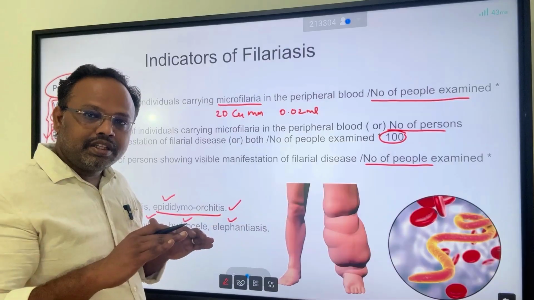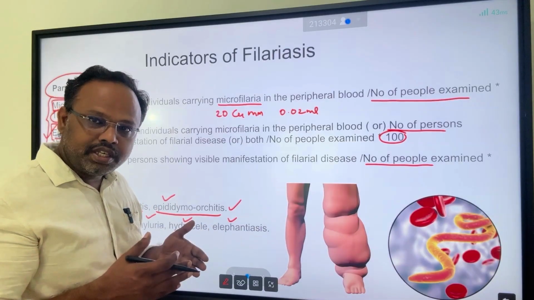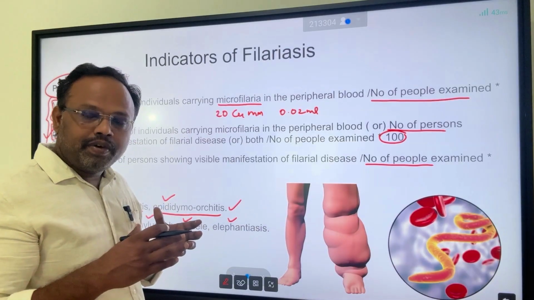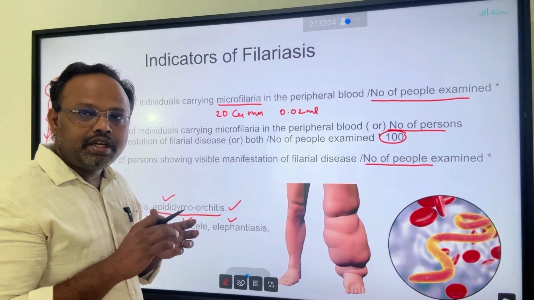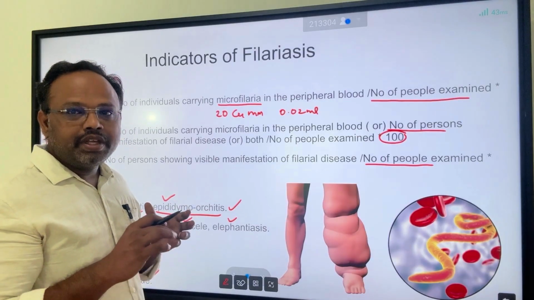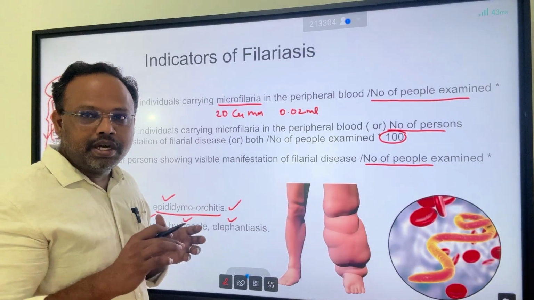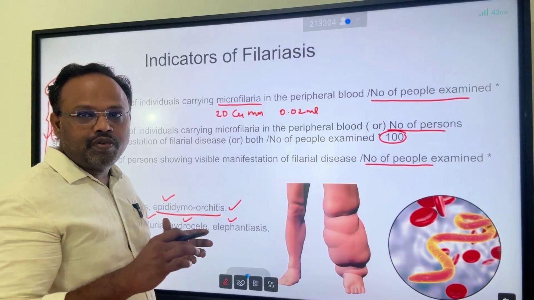Then we dry it. The next day we dehemoglobinize it. And then we look at it under high power and follow it all over the slide, and we identify the presence of microfilaria in the peripheral thick blood smear. That is called microfilaria testing.